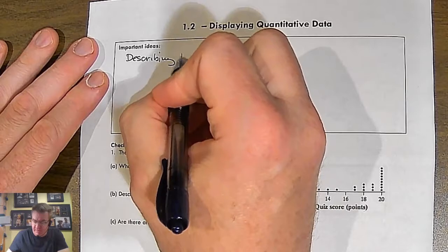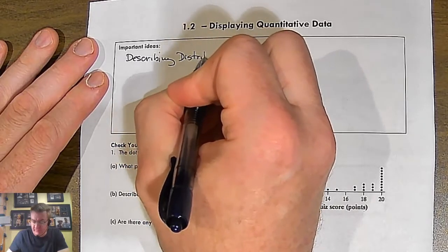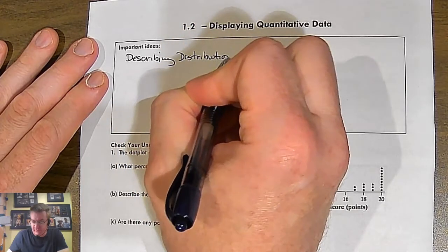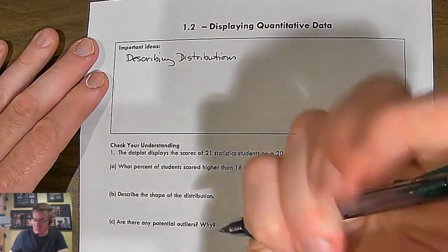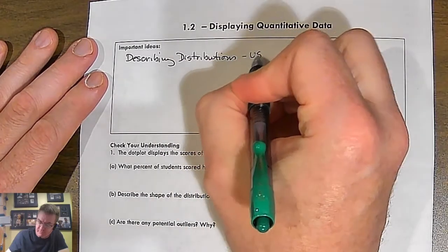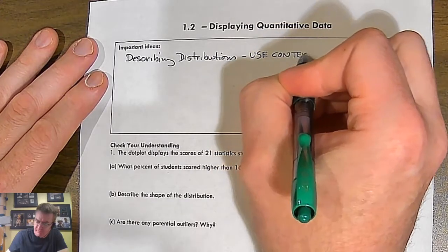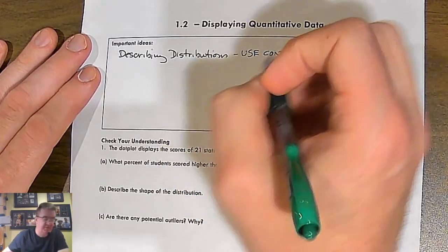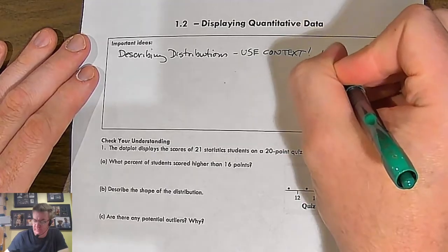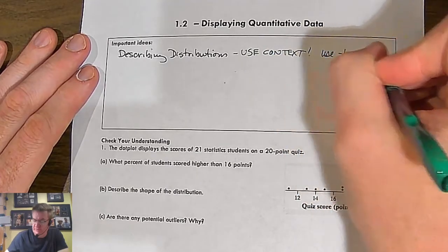So when you're describing distributions, and that's what we were looking at, okay, you need to make sure that you use context. In fact, I will yell it right now. Use context. Okay. It's LY words.